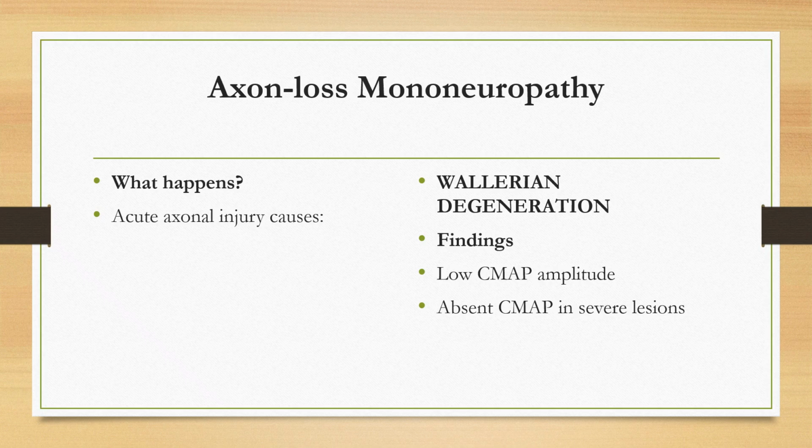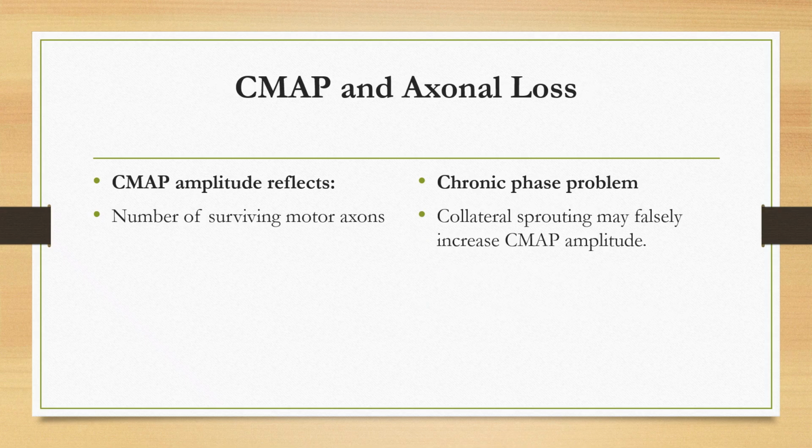Axonal loss mononeuropathy. Acute axonal injury will cause Wallerian degeneration. So there is low CMAP amplitude, and absent CMAP in severe lesions. CMAP amplitude reflects the number of surviving motor axons. But in the chronic phase, we have a problem: collateral sprouting may falsely increase CMAP amplitude in a chronic lesion.